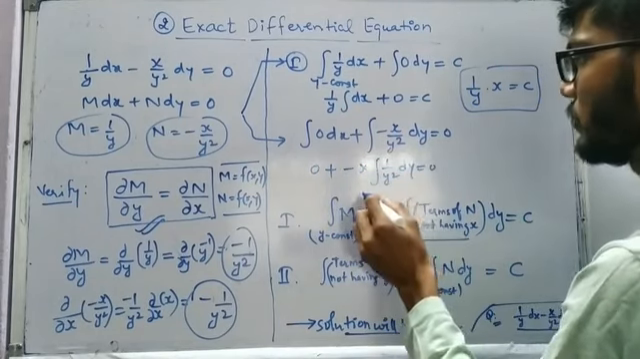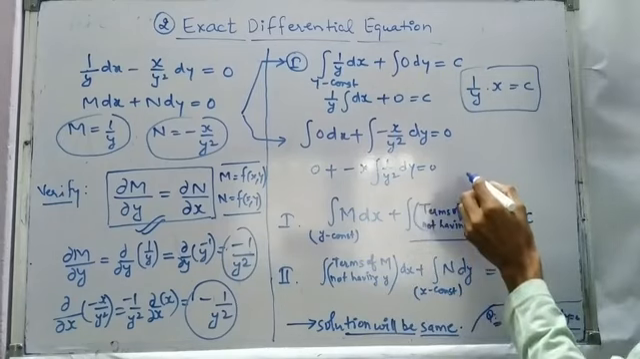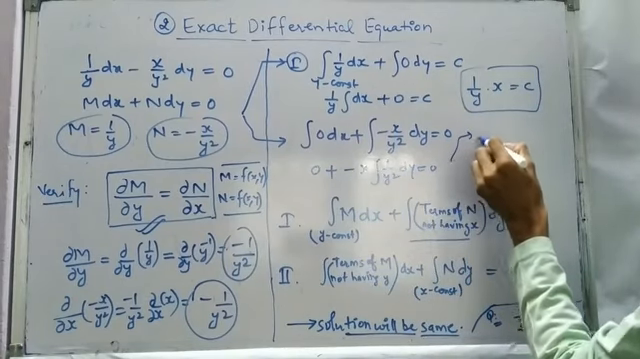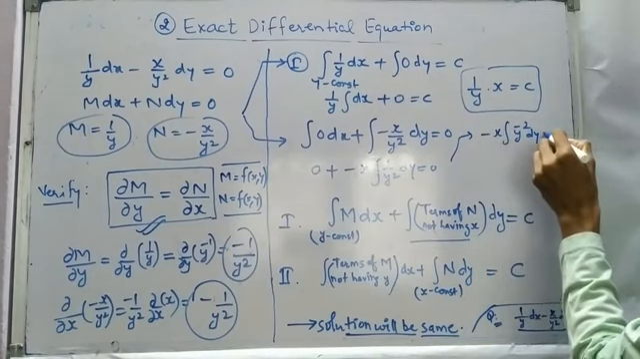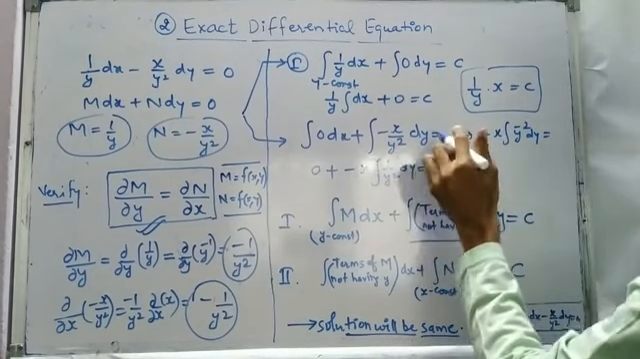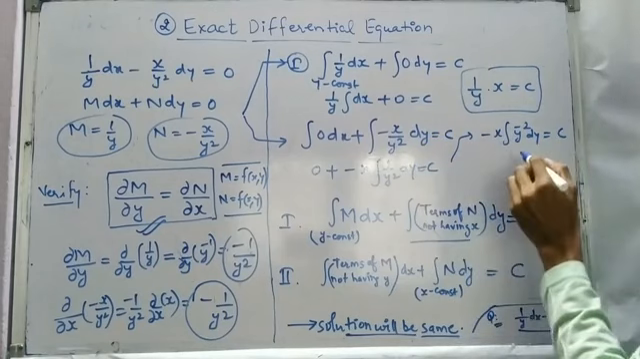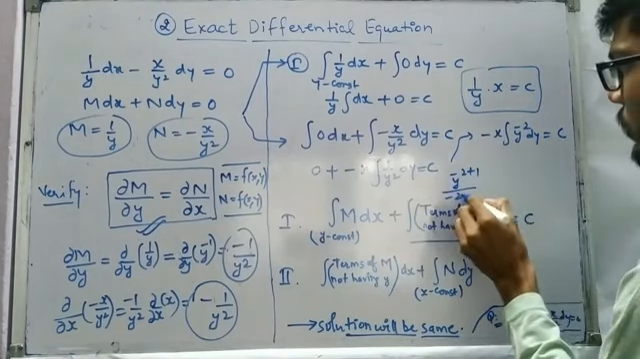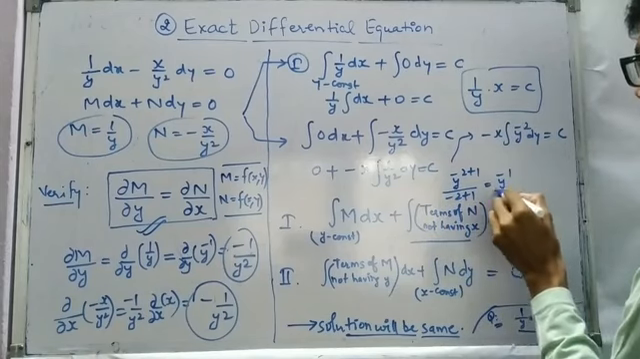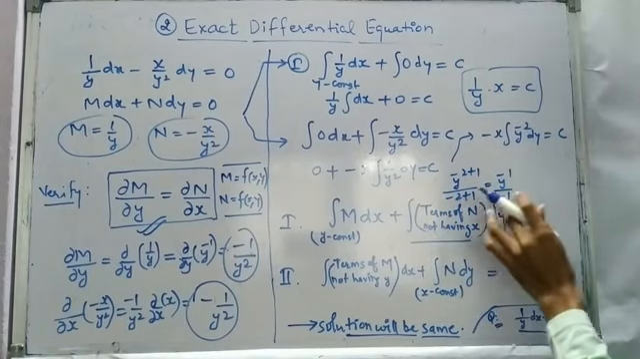So we have to integrate 1 upon y square. We'll write it one more time: minus x and the integration of y power minus 2 dy is equal to c. So the integration of y power minus 2 will be y power minus 2 plus 1 upon minus 2 plus 1. So this is y power minus 1 upon minus 1, so minus 1 upon y.